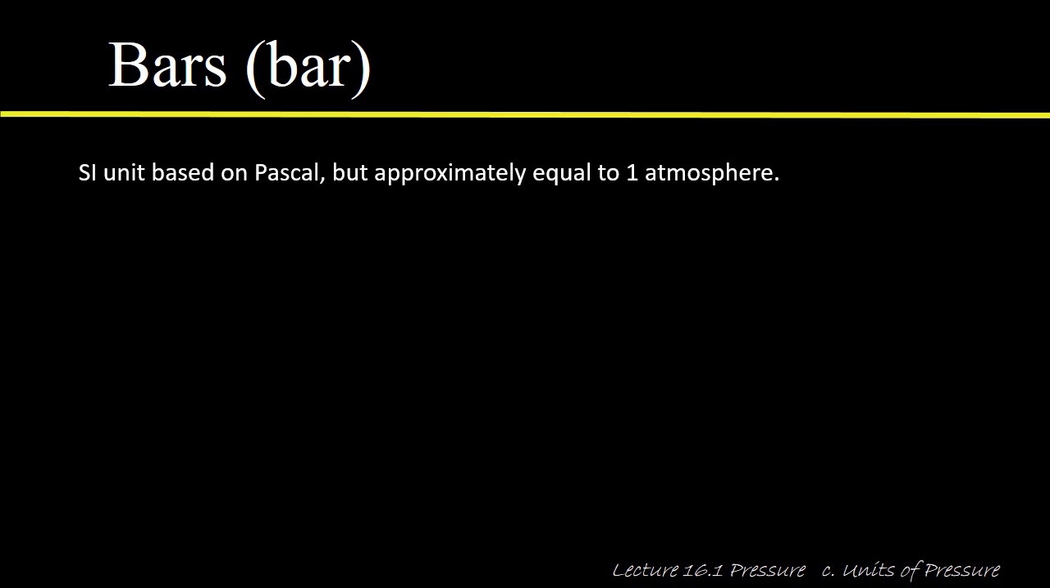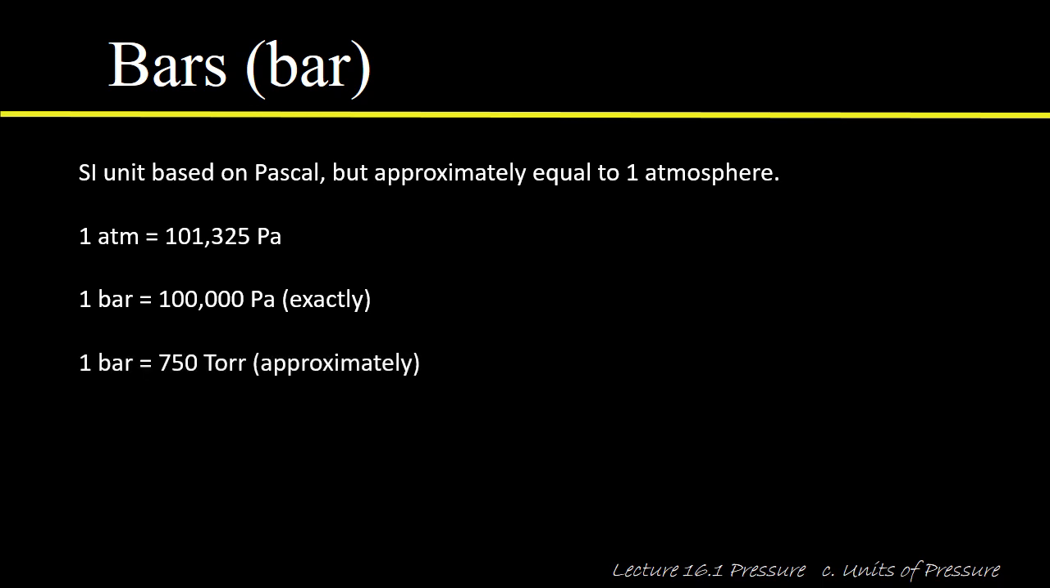So a bar is based on Pascal, but remember that an atmosphere is 101,325 Pascal. So there's a huge difference between the units of Pascal and atmospheres. A bar is related to pascals, but it's approximately one atmosphere. One atmosphere is 101,325 Pascal. If we just round that to 100,000, then that's a bar. A bar is defined as exactly 100,000 Pascal.